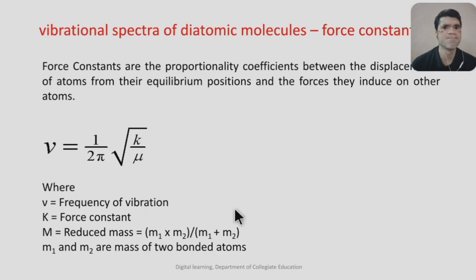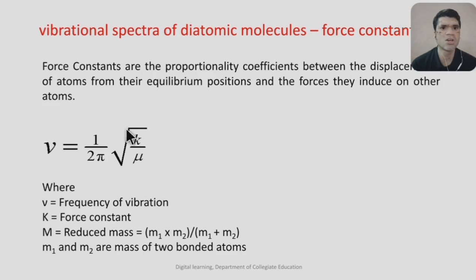That vibration is given in terms of frequency of vibration, which is nu. K is the force constant, mu is the reduced mass, and the frequency of vibration is directly proportional to the square root of the force constant and inversely proportional to the square root of the reduced mass. Force constant is nothing but a measure of the strength of the bond.